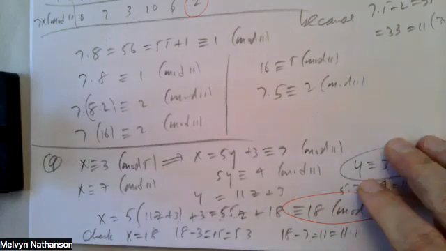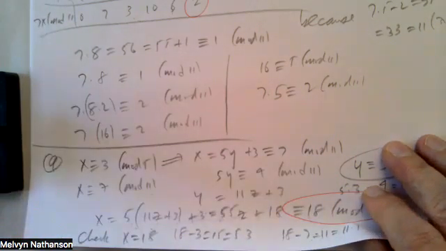Okay. All right, let's keep going. Problem number 10. Factor some polynomials into irreducibles.